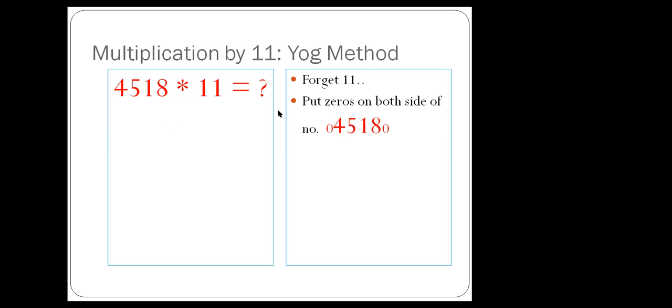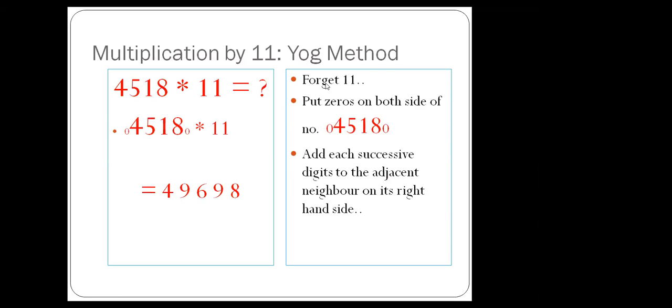Okay, clear? So this is what we have done. Put zeros and that's all. See, this is the answer. 49698. Let me see, people have done it. Oh, someone has. Okay, no problem Misha. 49698. So simple. Within 5 seconds, you can write the answer.